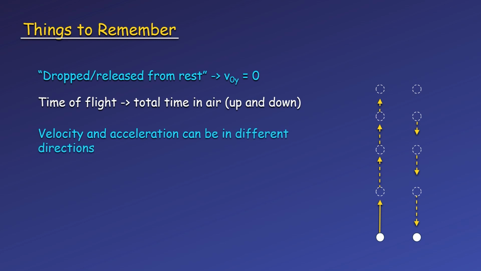And finally, don't confuse velocity and acceleration or position and velocity. Velocity and acceleration can be in different directions. The direction of acceleration only depends on the change in velocity, not the initial velocity value or final velocity value. The signs of position and velocity can also be different. Just because you're at a negative coordinate does not mean you must be moving in the negative direction.